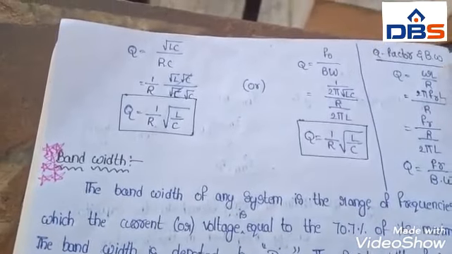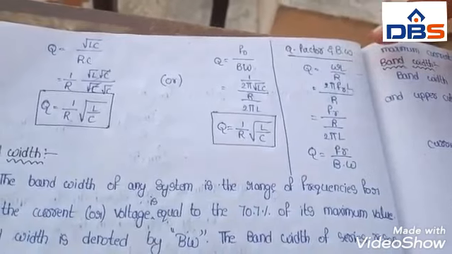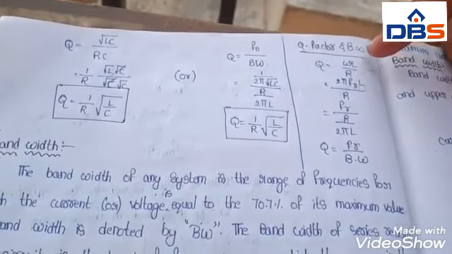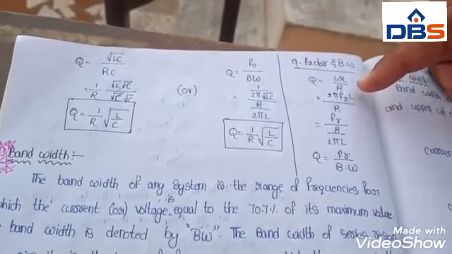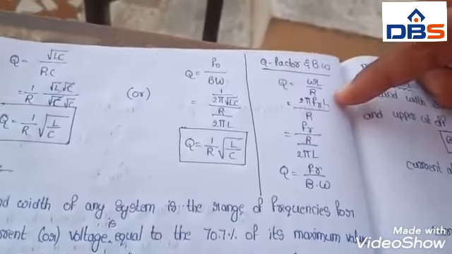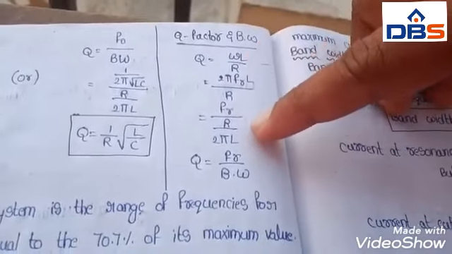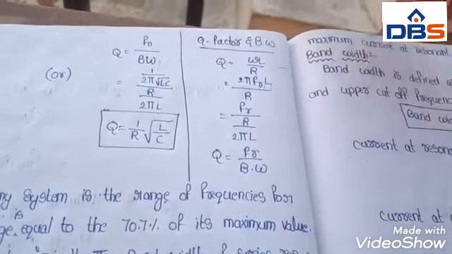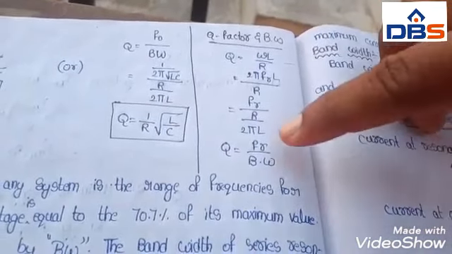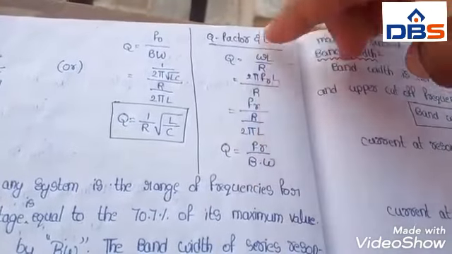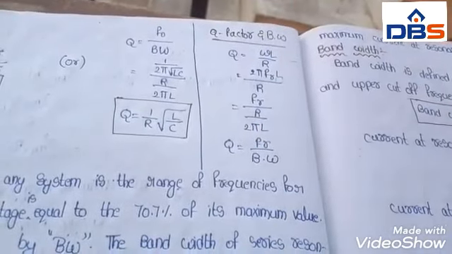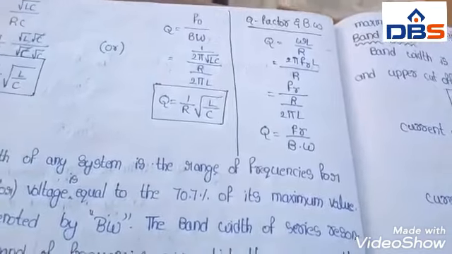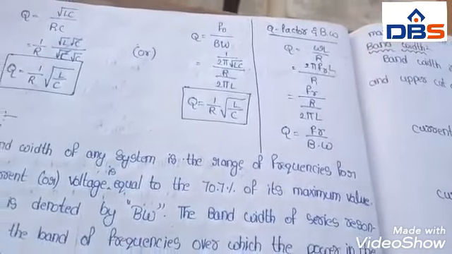And also another derivation: the relation between the quality factor and bandwidth. So Q is equal to omega L by R. Omega means 2 pi fr, into L. So fr by R by 2 pi L, and R by 2 pi L is nothing but bandwidth. So the quality factor is the ratio of resonant frequency to bandwidth. So these are the relations of quality factor for the inductor, capacitor, and the relation to bandwidth.